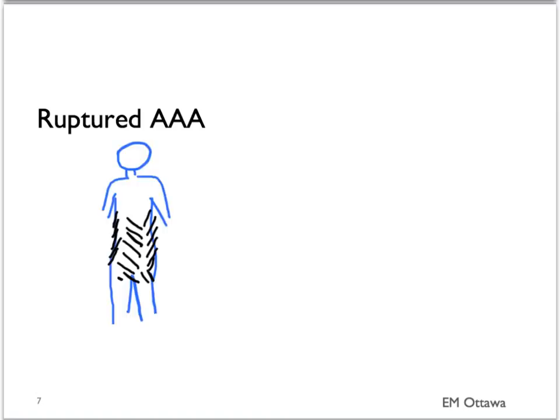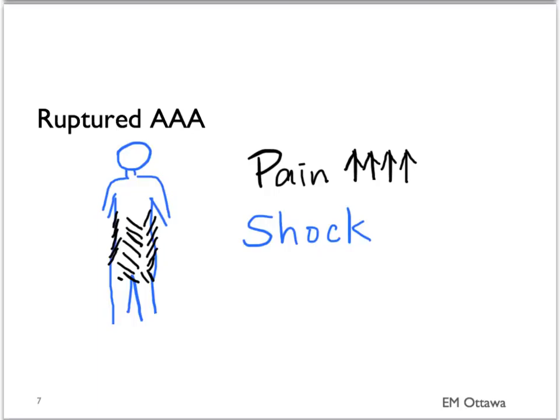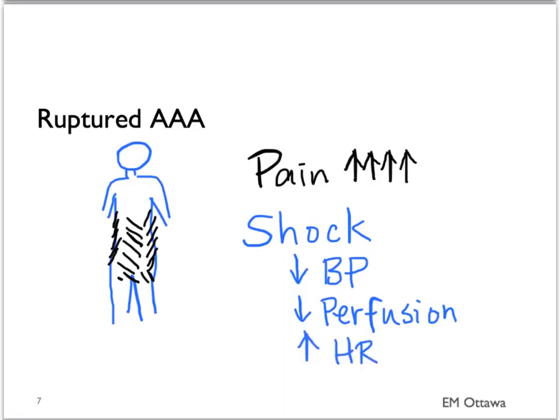When they rupture, the presentation is much more dramatic. The patient may still be complaining of pain in their back and flank area. Now the pain is much more severe and continuous. On examination, the patient is in shock. You will see hypotension, decreasing tissue perfusion, tachycardia, and decreased level of consciousness. The patient with a AAA that's ruptured is a very sick patient.